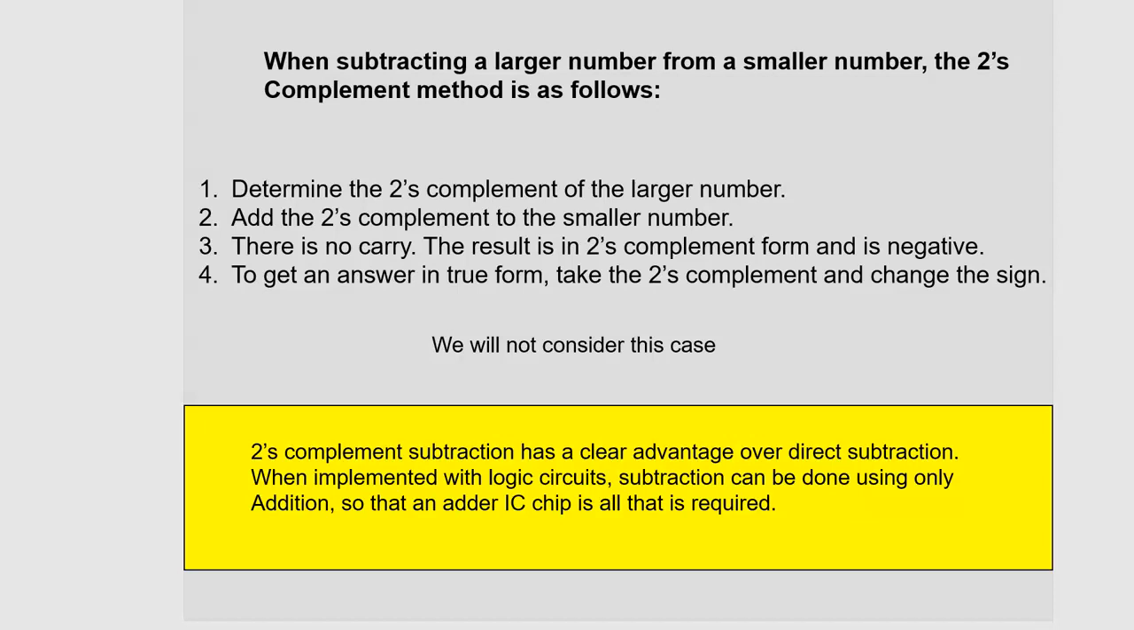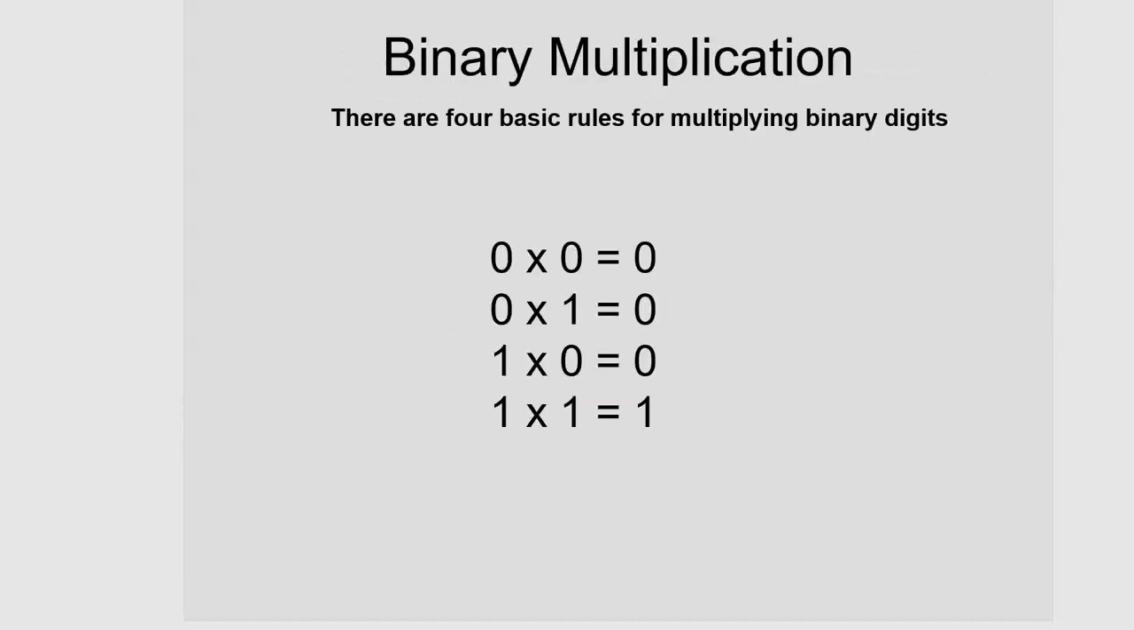But we're going to move on to the final set of rules, and this is by far the easiest: binary multiplication. So here are the 4 rules for binary multiplication. 0 times 0 is a 0. A 0 times a 1 is a 0. And I'm sorry, a 1 times a 0 is a 0. And a 1 times a 1 is a 1.